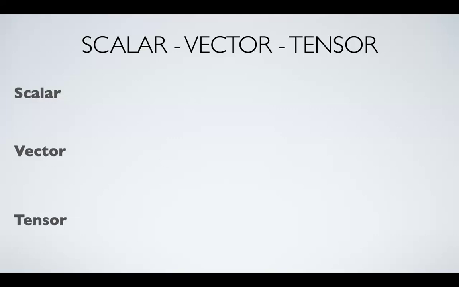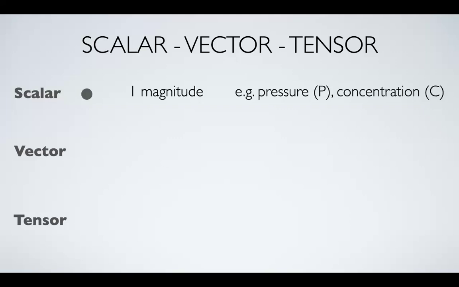In this slide, I'm going to show you the three types of variables. The first one is scalar, next one is vector, and the last one is tensor. You might have heard all of this or some of this before, so let's take a look and review it again. A scalar is a variable that has only one magnitude. For example, pressure, like atmospheric pressure, 1 bar. It has no direction. Or concentration, it only has a magnitude.